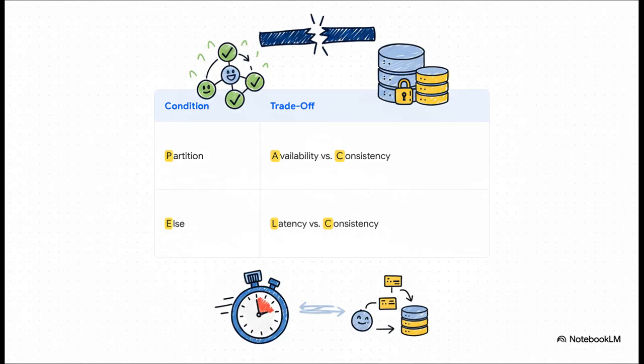PACELC breaks it down like this. If there is a partition, you have to choose between availability and consistency. That's the CAP part we already know. But else, meaning when the network is fine, you face a totally different trade-off, latency versus consistency. In other words, do you want your system to respond super fast with pretty good data, or do you want it to take a little longer to double-check everything and give you perfect data? Fast or perfect? Pick one.